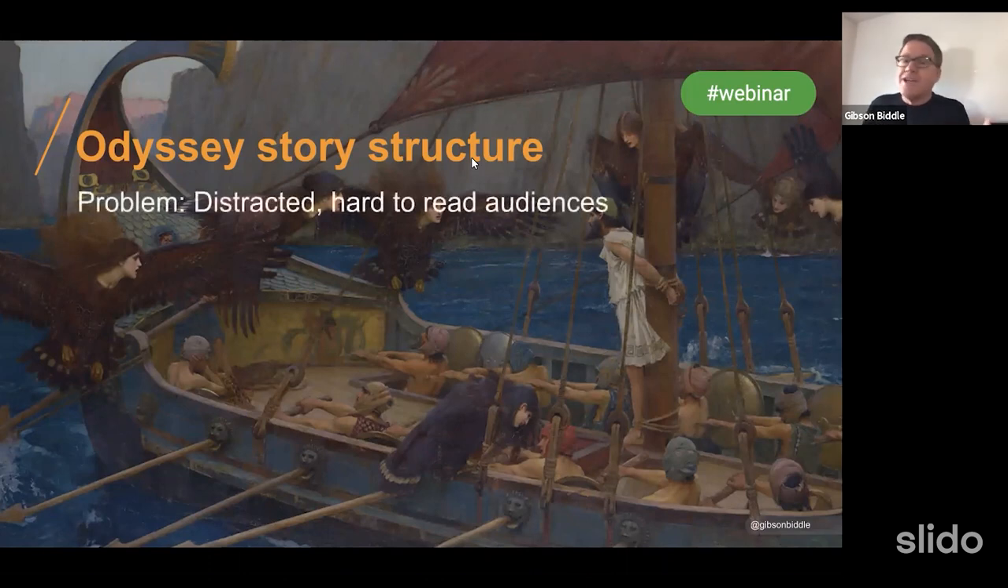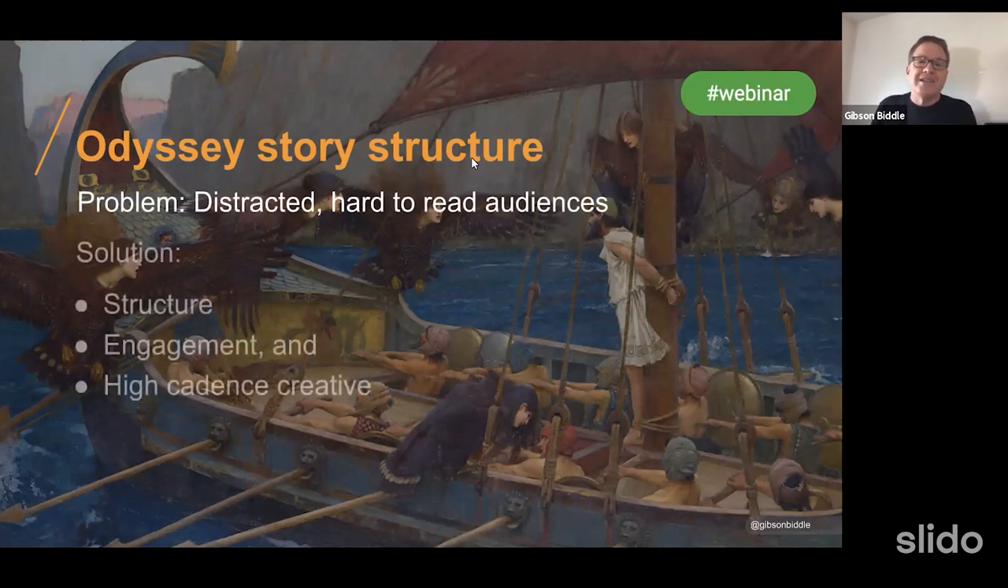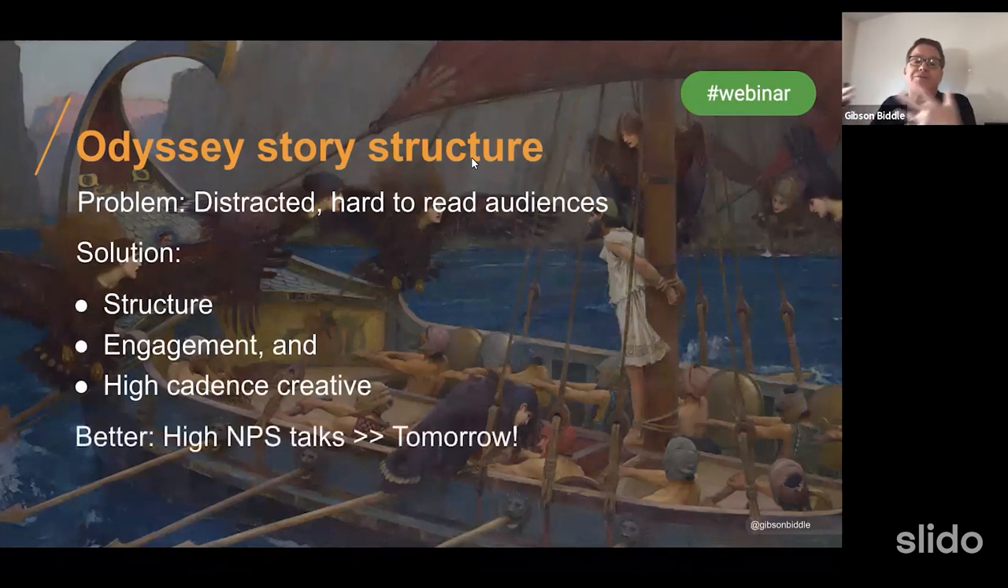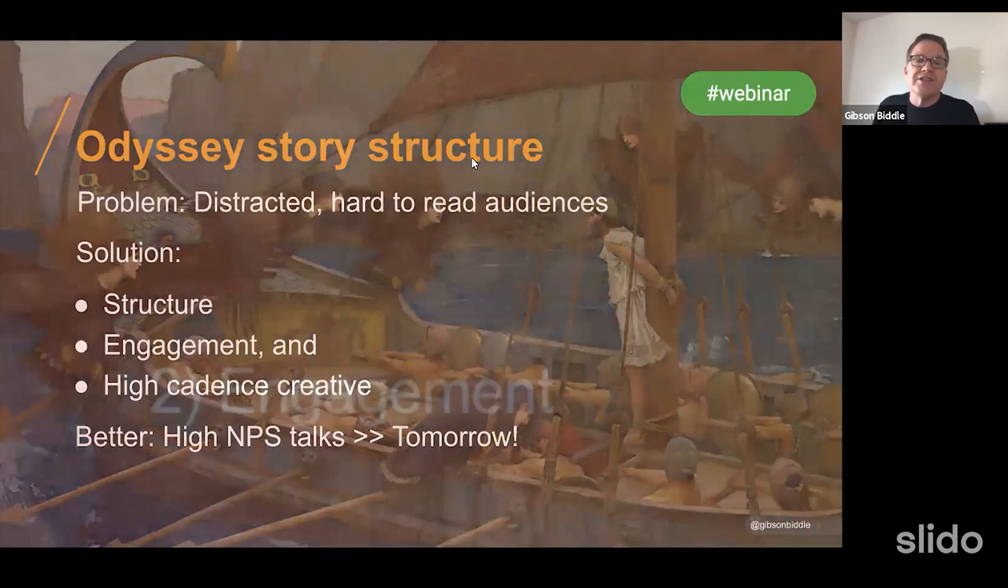So if you think about my structure today, I start with a problem. There are distracted, hard-to-read audiences. And then I have the solution: structure, engagement tactics, and high cadence creative. And then how can your life be better? You'll notice I am a feedback freak. I have a net promoter score for every talk I've ever done. And these tactics have helped me to improve engagement, which is really the name of the game in getting high NPS talks. And then there's some urgency. I want you to engage in these tactics tomorrow for everything that you do. So I'm kind of going meta on you to share how I think about these issues.